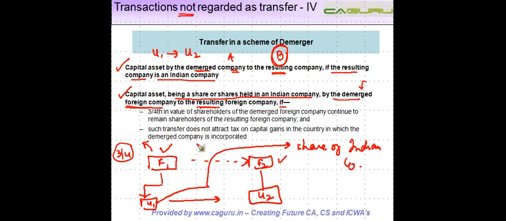Such transfer does not attract capital gains tax in the country in which the demerged foreign company is incorporated. So wherever this country is, where F1 is situated, there should not be any kind of capital gains tax on such demerger. If there is, then it is also going to be taxed in India.